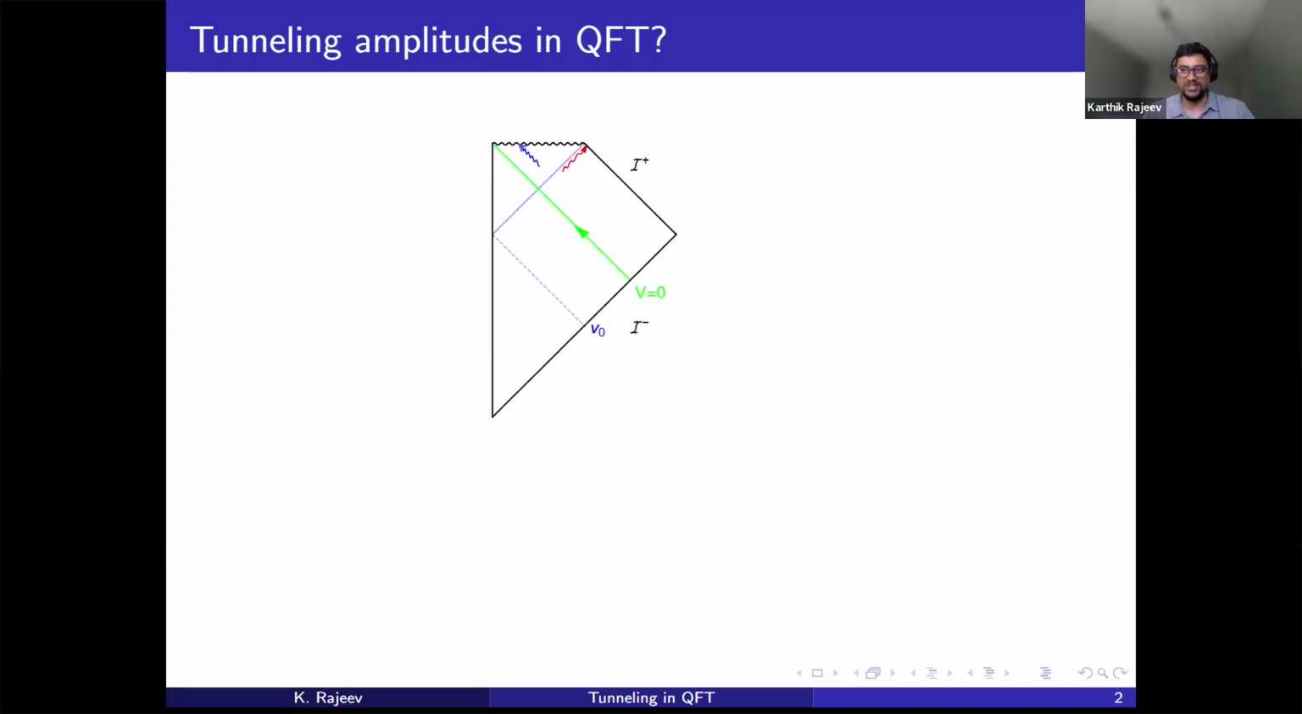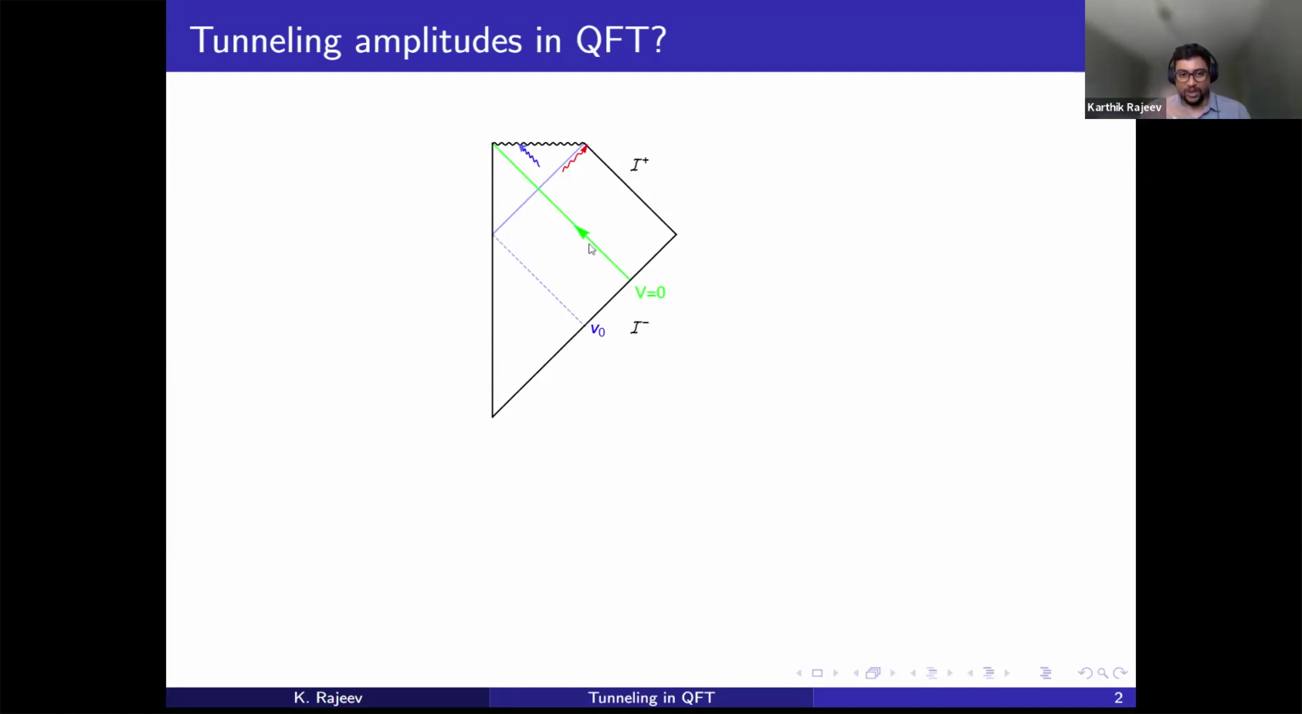Hawking radiation is one of the prototypical examples of pair creation. So here I've given a Penrose diagram for a black hole which is dynamically formed by collapse of a null shell. So this green line at v equal to 0. Now v is a coordinate along scri minus, or I minus, which is the asymptotic past for all null, massless worldlines. So this green line basically represents the collapsing null shell.